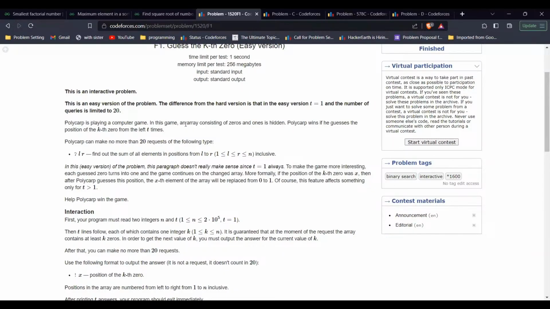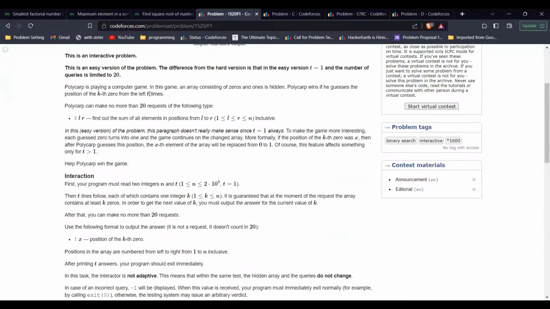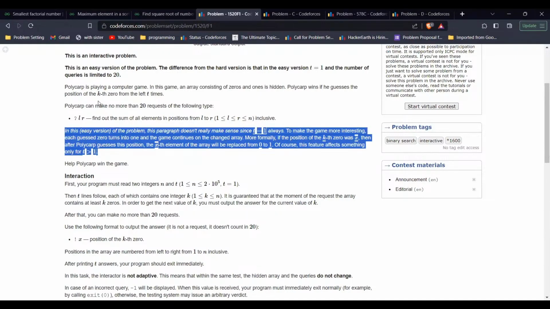To make the game more interesting, each guessed zero turns into one, and the game continues on the changed array. Initially we have an array consisting of zeros and ones, and Polycarp has to guess the position of the kth zero from the left. In this easy problem we have to do it only once, so forget about this t. You just have to find the position of the kth zero from the left. More formally, if the position of the kth zero was x, then after Polycarp guesses this position, the xth element of the array is replaced from 0 to 1. This doesn't make sense when t is equal to 1, because you have to guess only once.